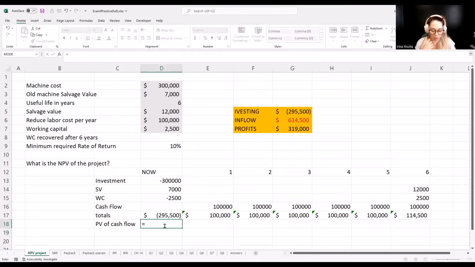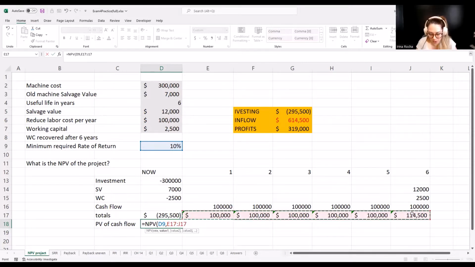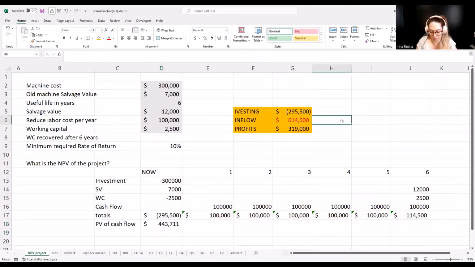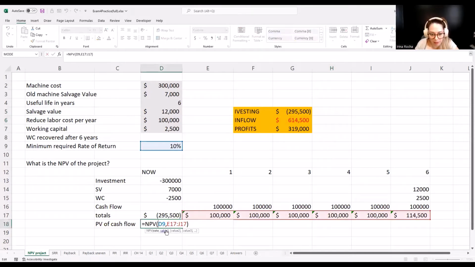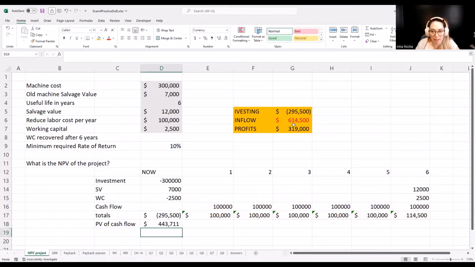So we do that by using this formula. Net present value of my rate, which is 10%, plus all the totals. It's not the sum of the totals. Look, if I do net present value of this rate and the sum, it's going to give me a different number. So that's not it. It's the net present value, selecting the rate and selecting all of the totals. It has to be done this way.